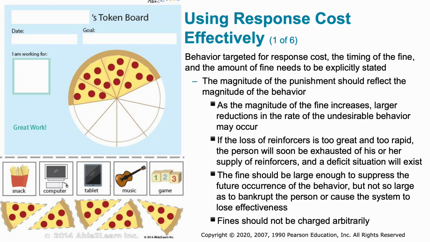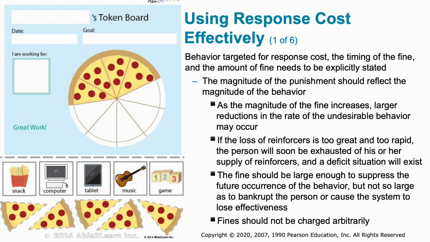And the reason why you might want to have a higher magnitude response cost, or a higher magnitude fine, is because by having a harsher fine, or a harsher response cost procedure, you're more likely to see a larger reduction in the behavior. So for a more severe behavior, you might want to have a more severe punisher that you're delivering.